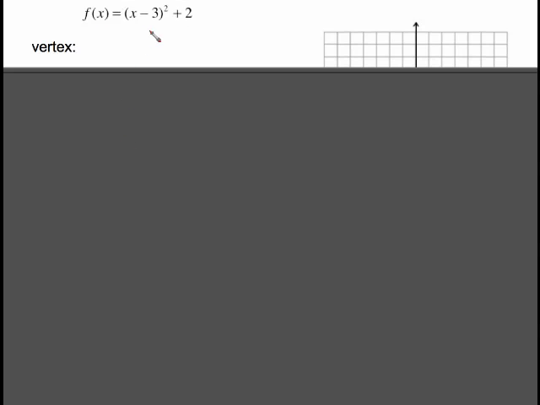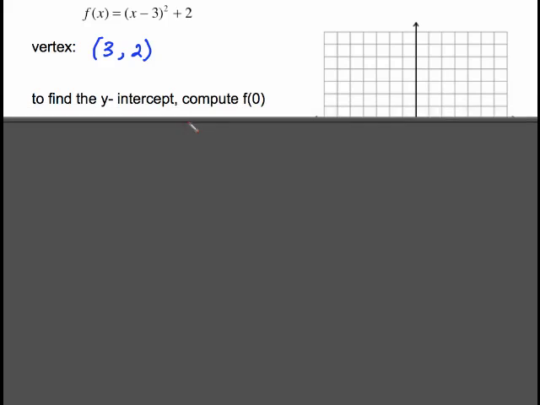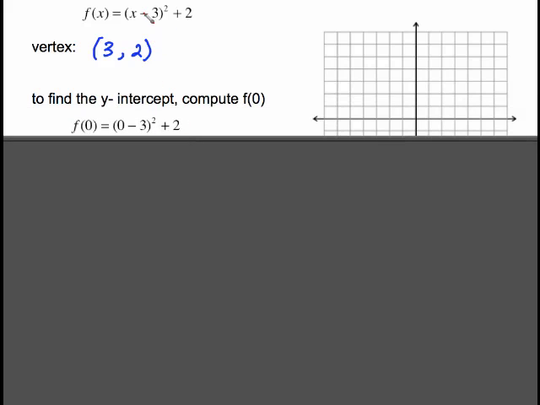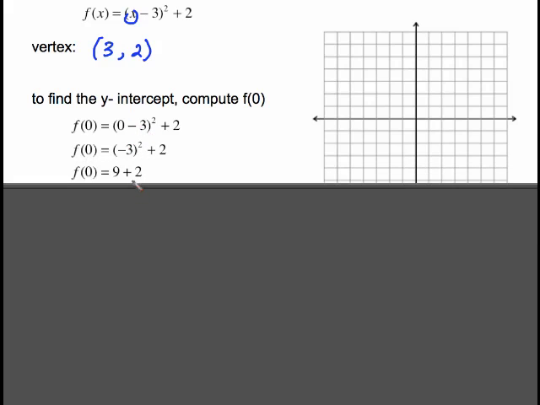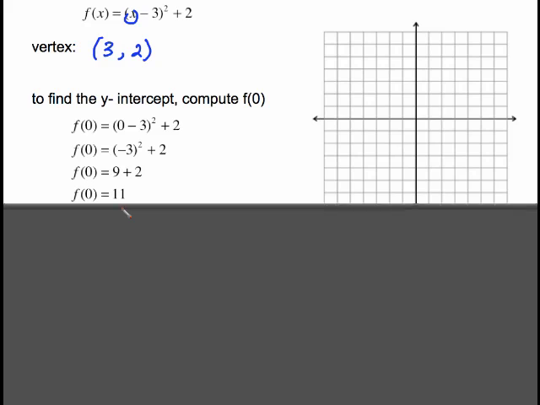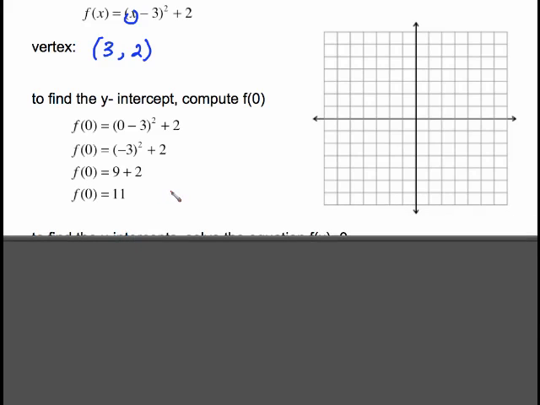Last one of this type, it's in standard form, so let's name our vertex. Our vertex is just 3, 2. Let's find our y-intercept by computing f of 0. So put 0 in place of that x and do the arithmetic. 0 minus 3 is negative 3. Square that comes out positive 9. 9 plus 2 is 11. So our y-intercept is 0, 11.